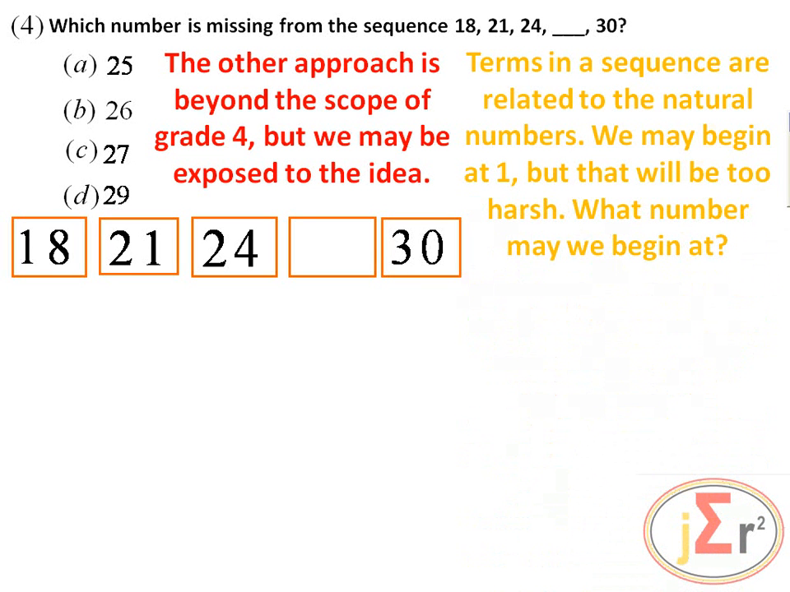Terms in a sequence are related to the natural numbers. We may begin at 1, but that will be too harsh. What number may we begin at? 18. What counting number? What number? Let me see if Jerry can identify. There's a number that is related to 18, and then the very next number after that number is related to 21. 3. And the next number after that is related to 24.